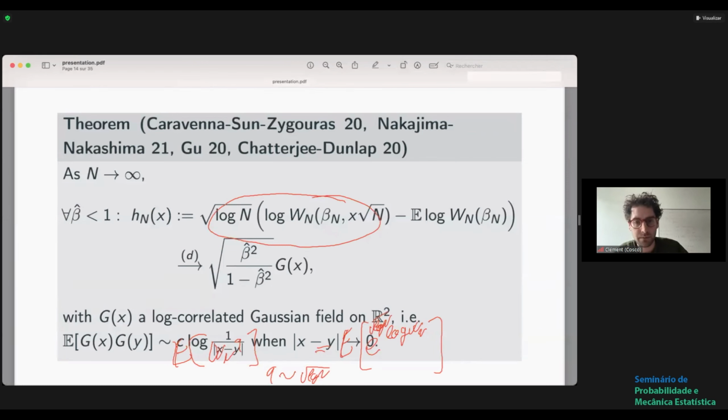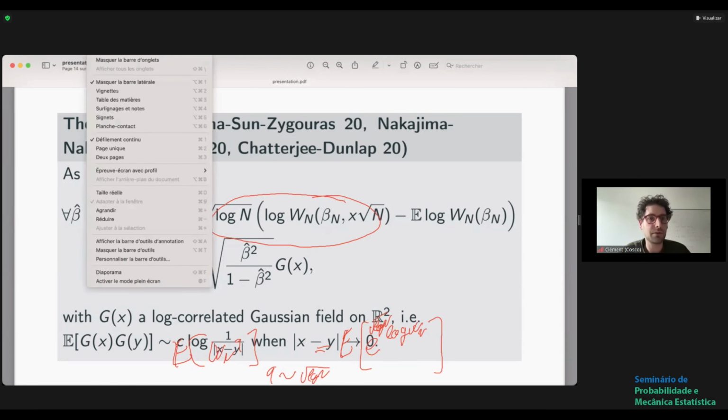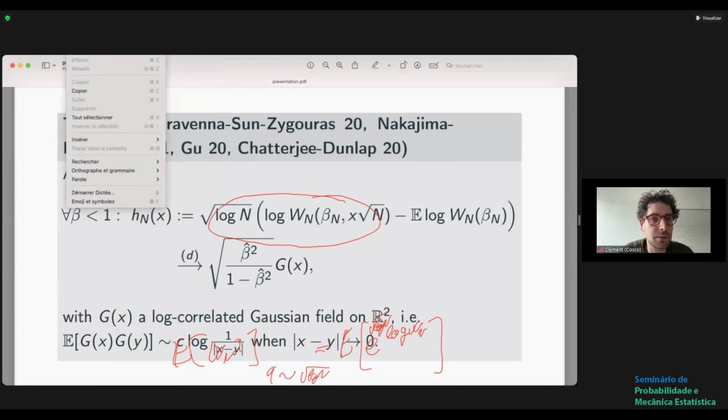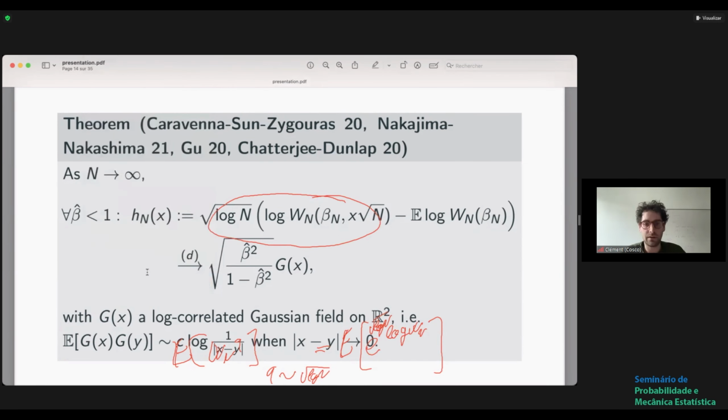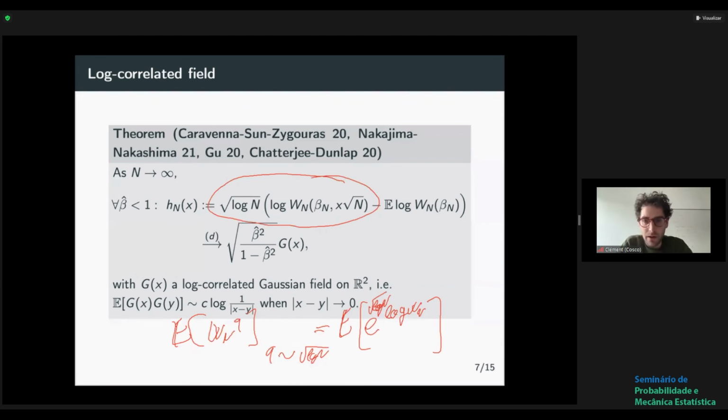Okay. Just a second, sorry, I had a problem with the light. Okay, that should be better.